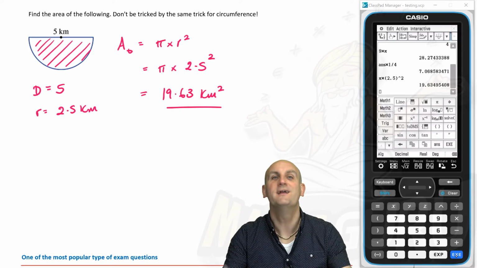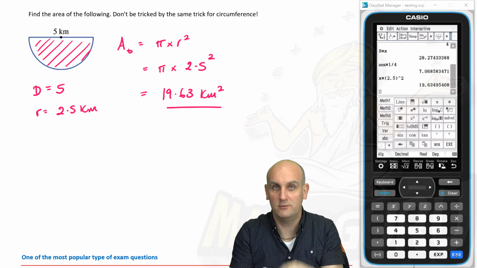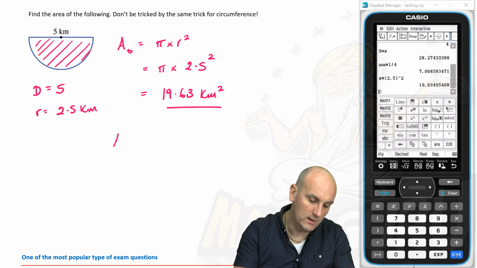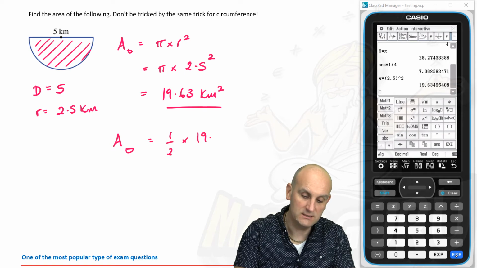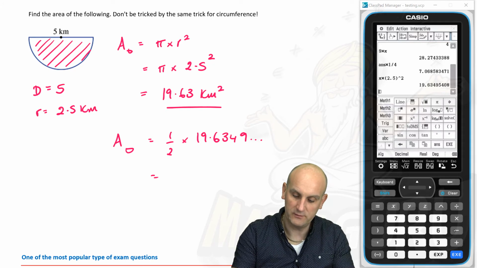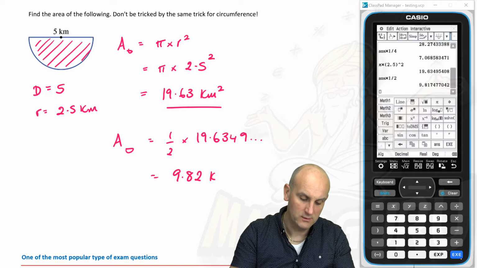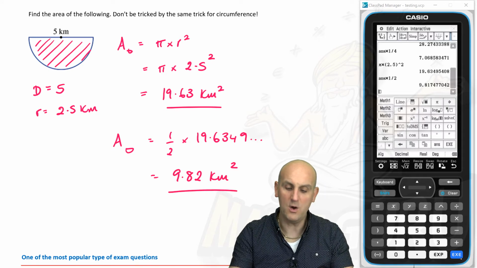Nope. Why? Because that was the area of the whole circle. How do I find the area of half a circle? Well, funnily enough, I'm going to halve the value I've just got. Half times 19.6349..., so I multiply that by 1 divided by 2, and then I have 9.82 kilometers squared.